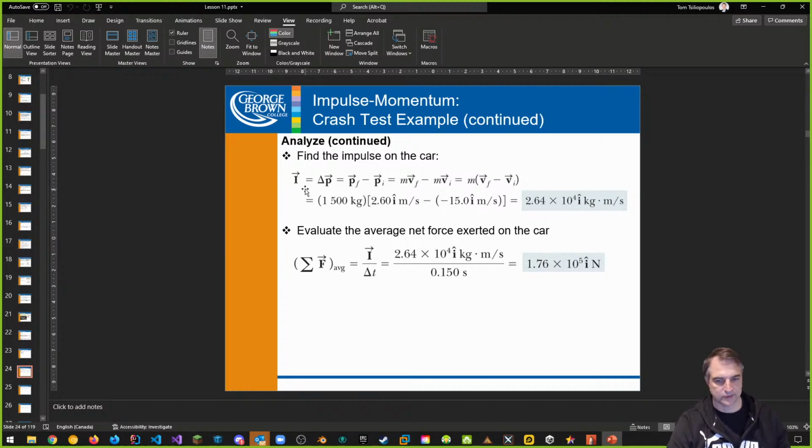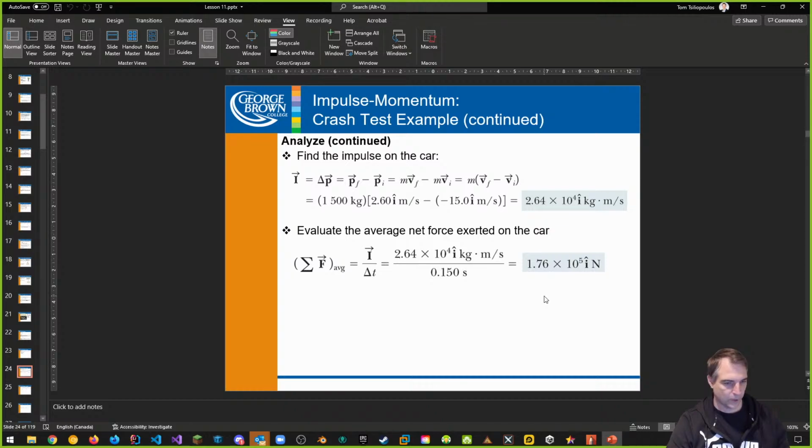Once we find impulse, we can say that the sum of the average forces is equal to the impulse over the change in time. Because this is like finding Newton's second law, mass times acceleration, we know it's going to be in newtons, right? So that is 2.64 times 10 to the fourth kilogram meters per second over the change in time. It's a very short collision time, 0.15 seconds or 150 milliseconds, which gives us 1.76 times 10 to the 5th newtons along the x-axis. That is the total force, the sum of all forces, or the average force for that impulse.